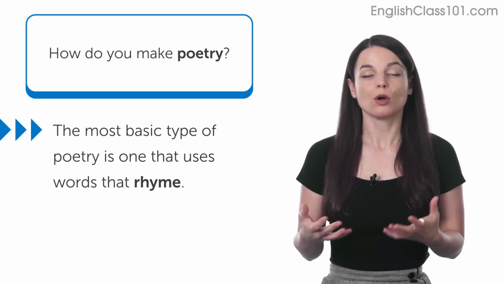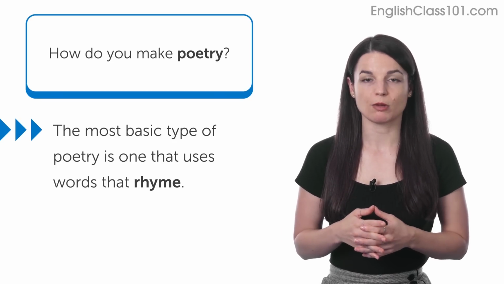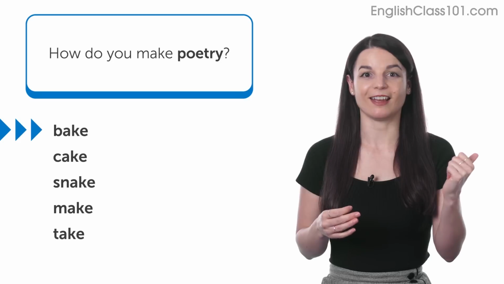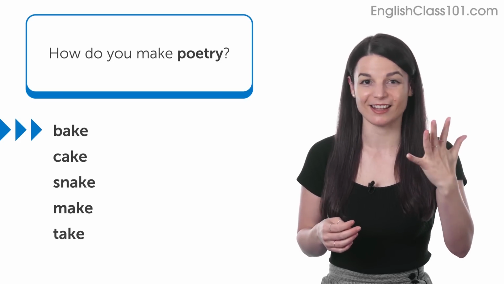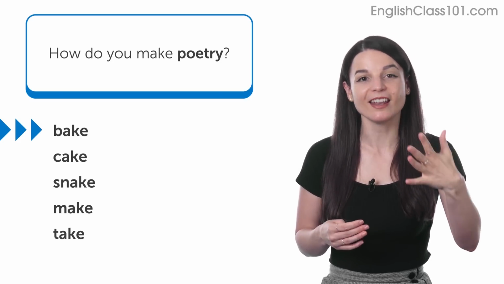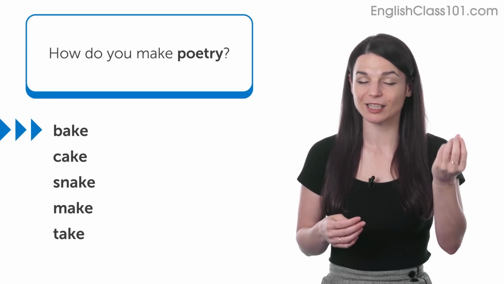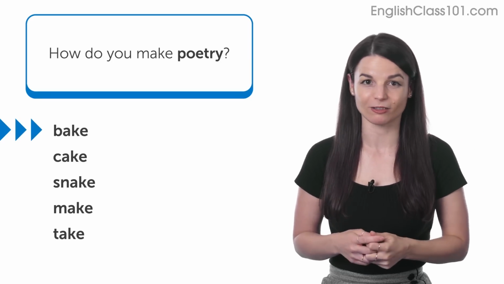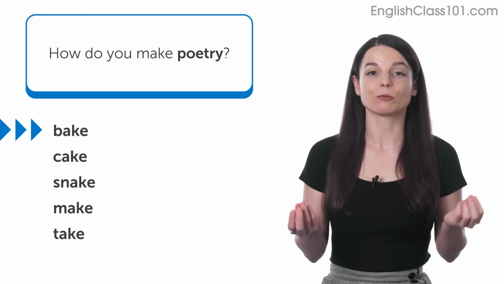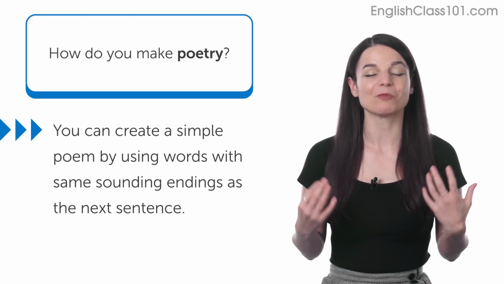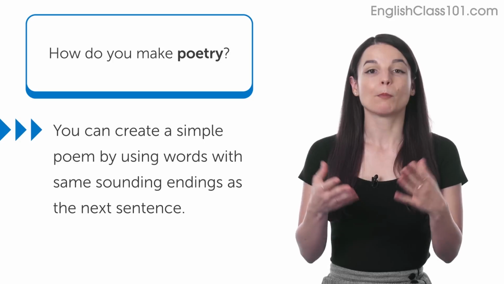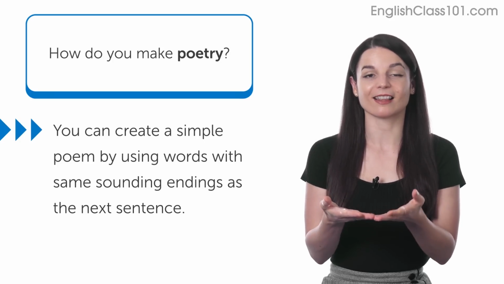So for example, words that rhyme in English would be, for example, something like bake and cake, right? Or snake and make and take. All of these have the same ending sound, right? The ending syllable has the same sound in all of these words. So we say these words rhyme. So when we're very, very little kids, we learn to make very simple poems by creating short sentences that rhyme.